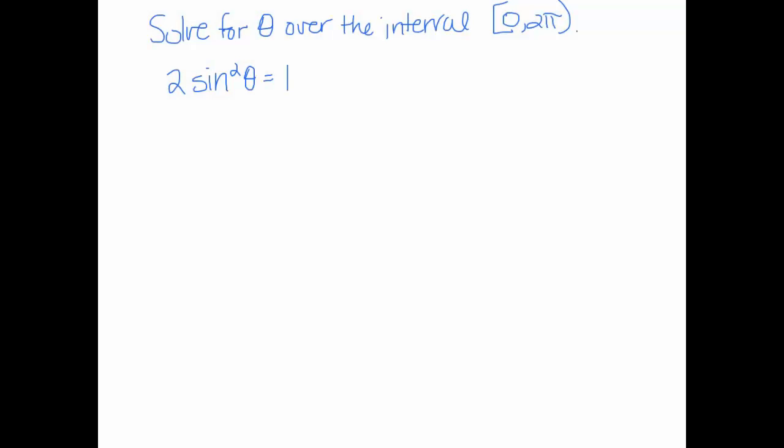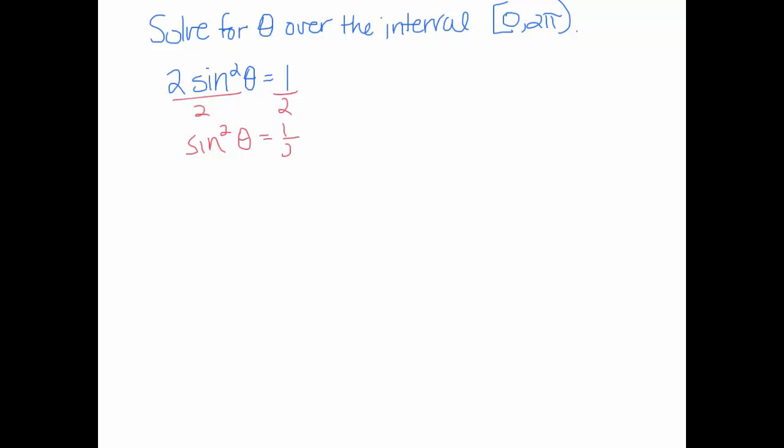Hi everyone. In this video we're going to be looking at how to solve trigonometric equations, and in this example we're going to be solving for theta but only over the interval 0 to 2 pi. So let's get started. We have 2 sine squared theta equals 1. And remember, we're looking for theta, so I'm going to start to get theta by itself by dividing each side by 2.